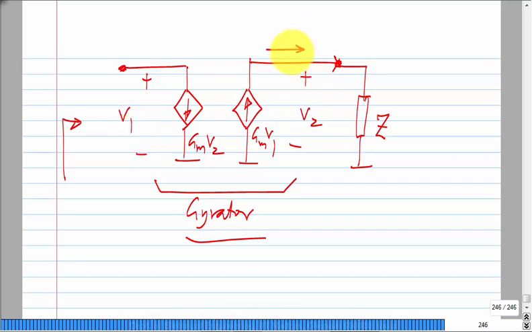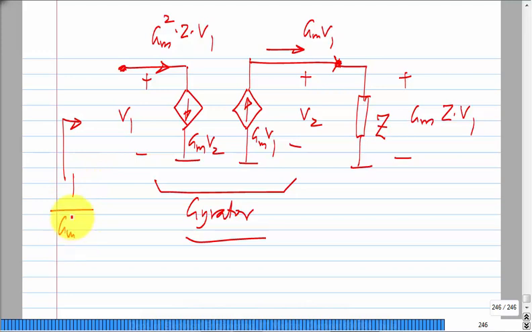You will get GM V1 here, the voltage across this is GM Z V1, the current through this is GM square times Z times V1. So, the voltage divided by current is what? 1 by GM square Z. Okay. So, you will get the reciprocal of Z, but of course, with the correct scaling factor. Z has dimensions and you have this GM square, which is the GM of gyration. Okay. So, that is how if you have a capacitor here, you would get an inductor and vice versa. Okay.